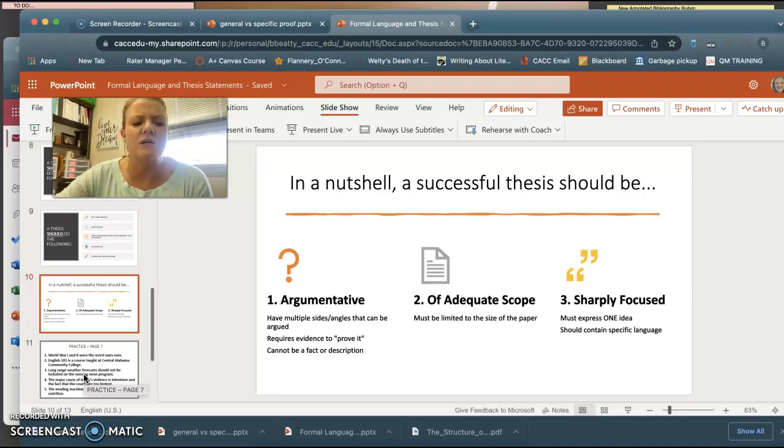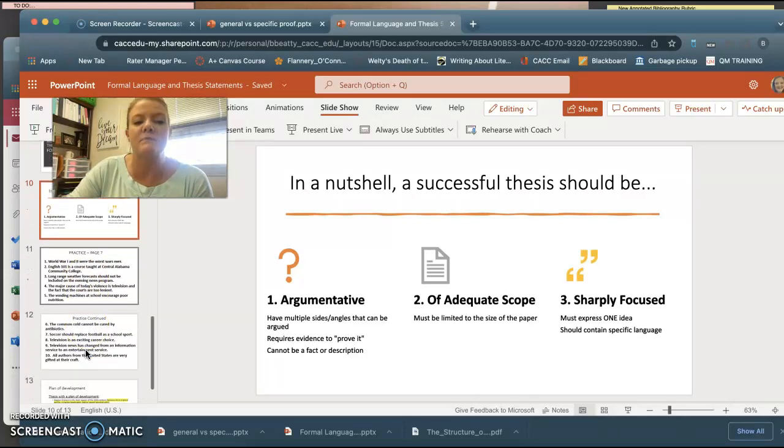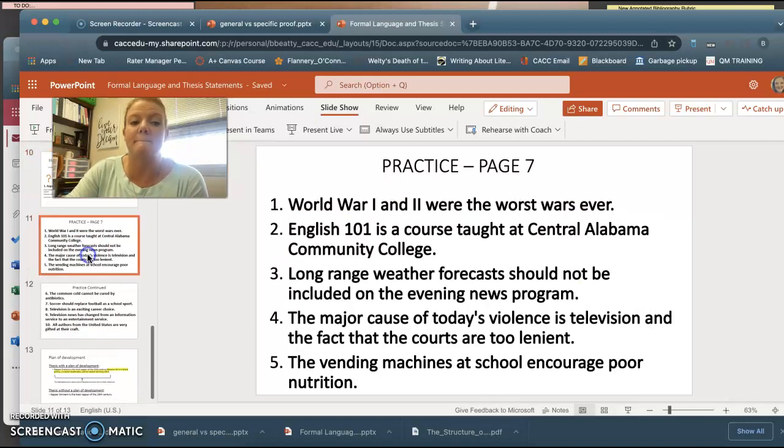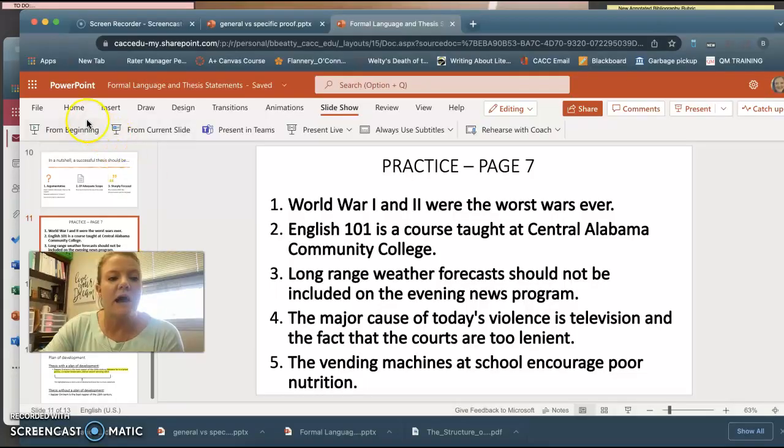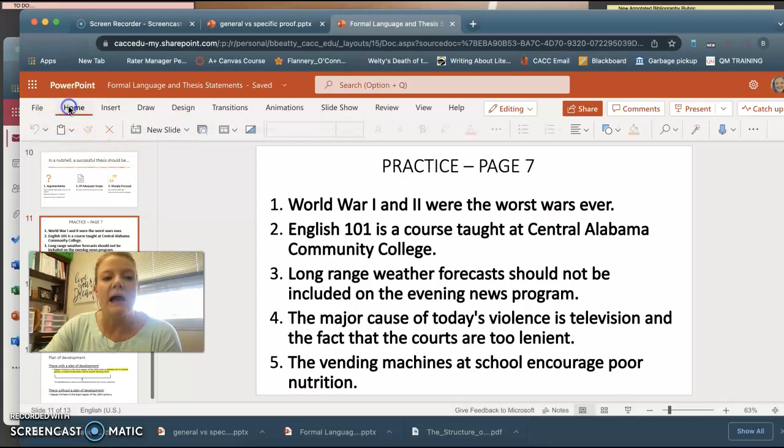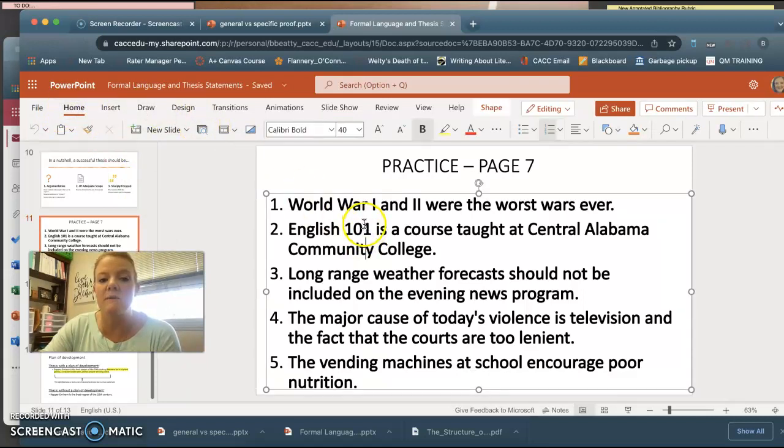So let's take a look at a couple of practice thesis statements. If you'll turn to page 7, it gives you a list of 10 different thesis statements. I am going to highlight some of these thesis statements. Yellow will be bad and green will be good, okay? So yellow is bad, green is good.